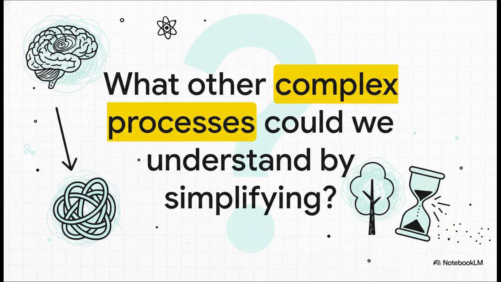In the end, the true power of this model isn't in what it includes, but in what it bravely leaves out. It proves that sometimes the best way to understand a complex system isn't to add more detail, but to find the courage to simplify. So the question to leave you with is this: what other complex problems could we solve if only we could find the simple model hiding at their core?